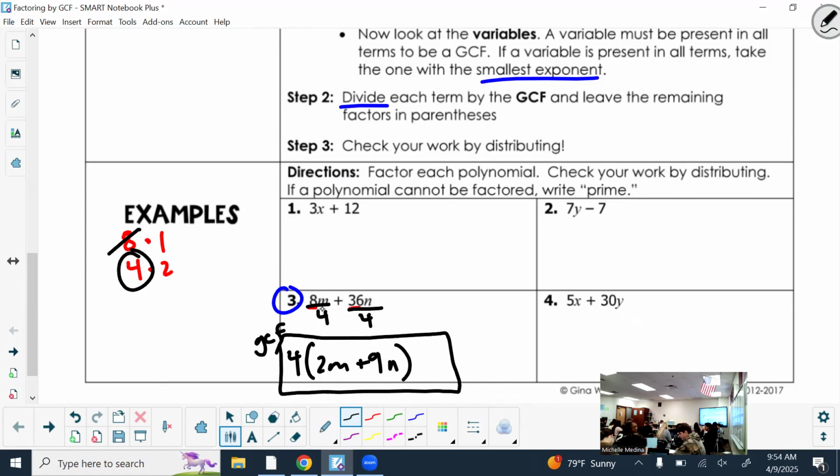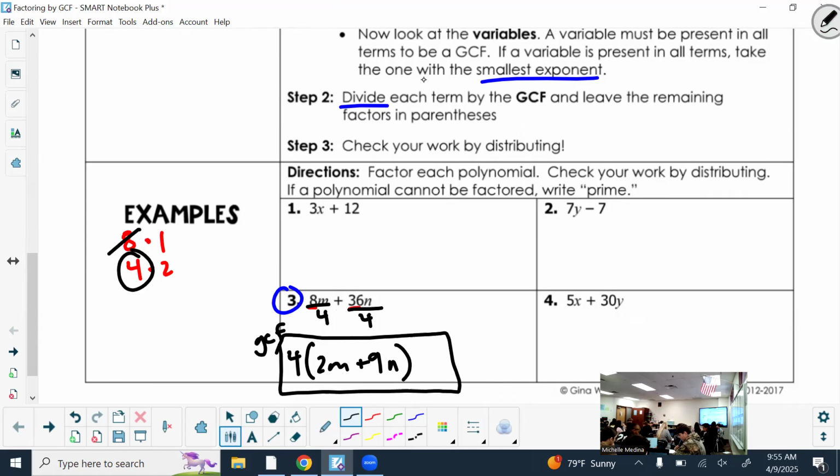But the numbers you divide like normal, 8 divided by 4 is 2, 36 divided by 4 is 9. There's no variable to divide it by, but it still shouldn't magically disappear. So m divided by 1 is m, n divided by 1 is n. Good on that?